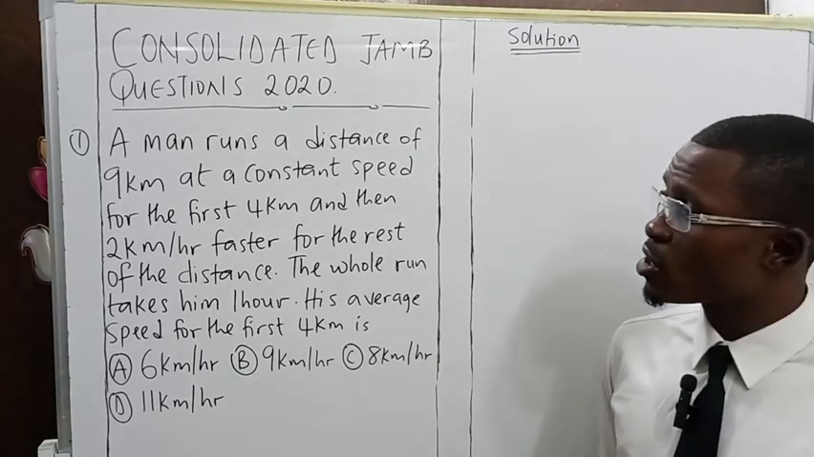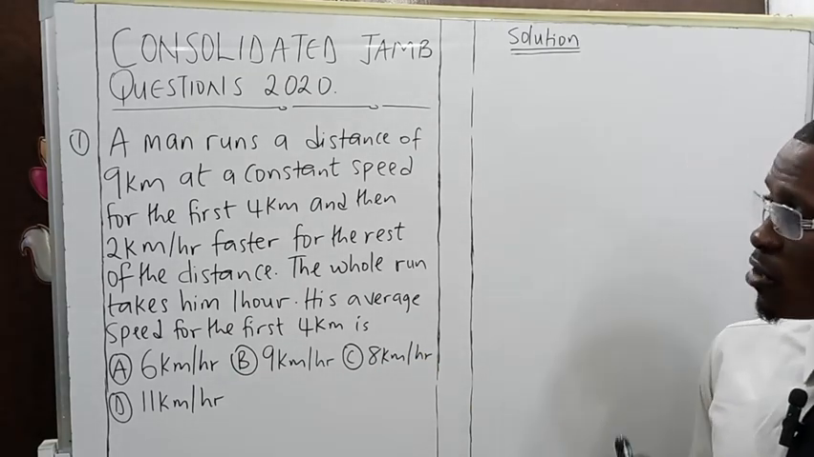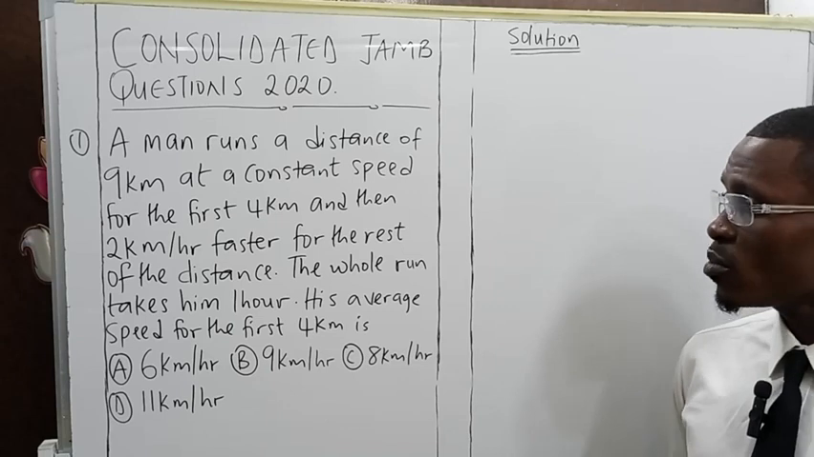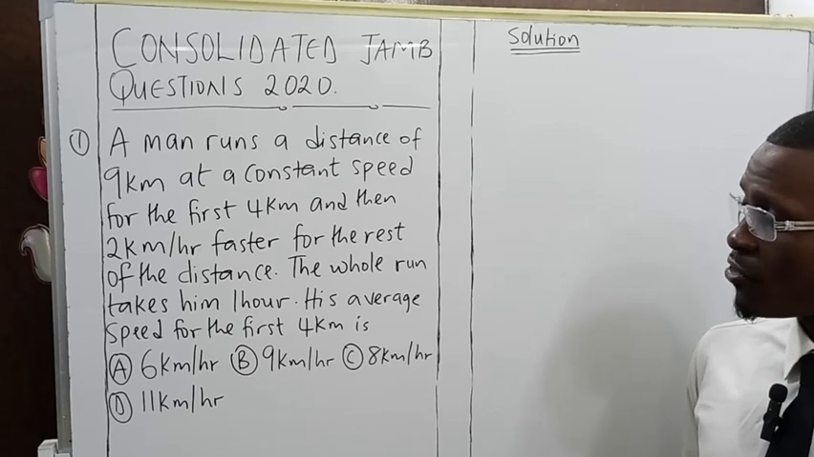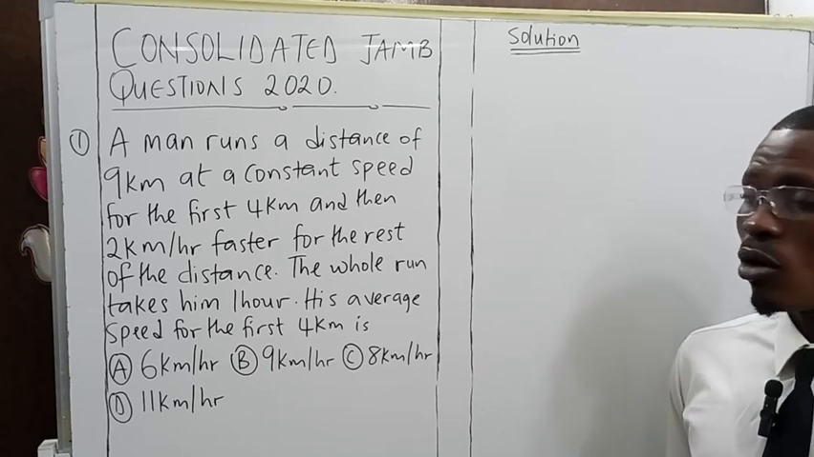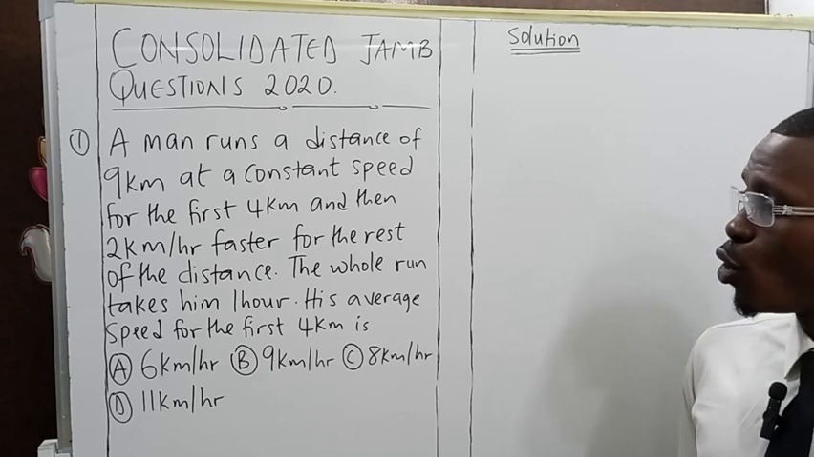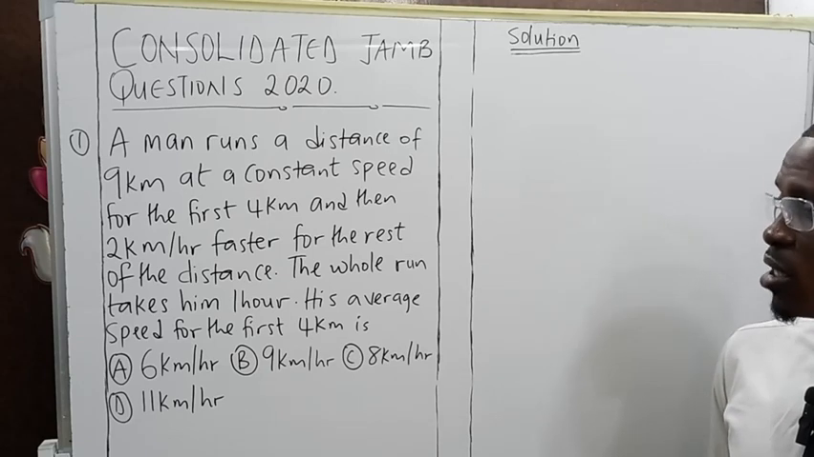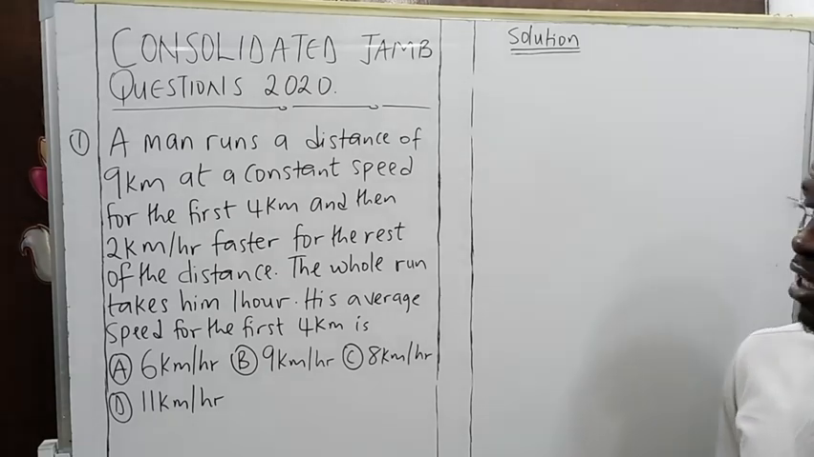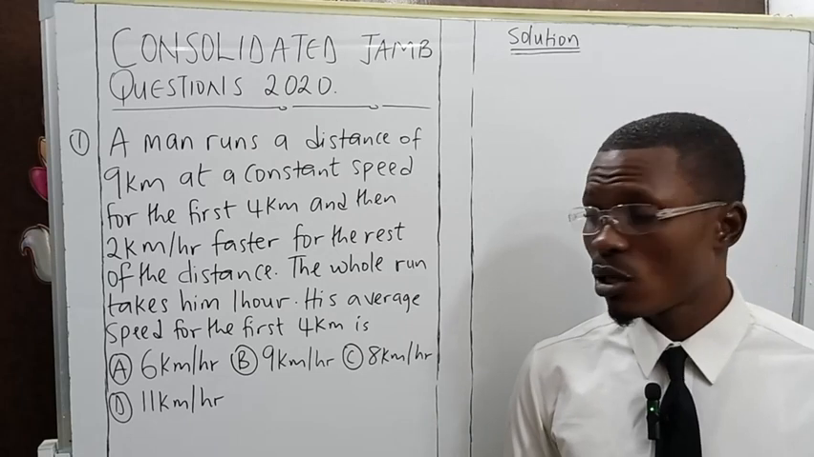A man runs a distance of 9 kilometers at a constant speed for the first 4 kilometers, and then 2 kilometers per hour faster for the rest of the distance. The whole run takes him 1 hour. His average speed for the first 4 kilometers is, we have these options on the board.